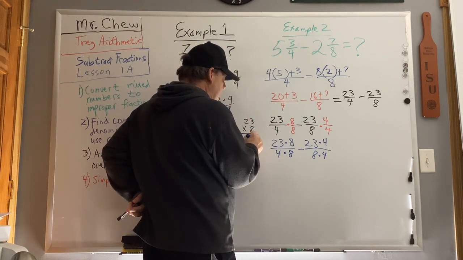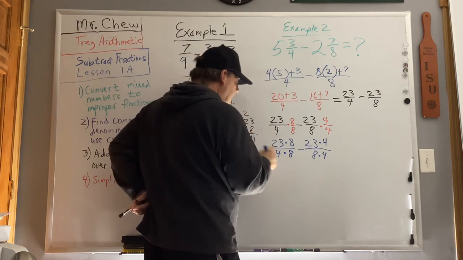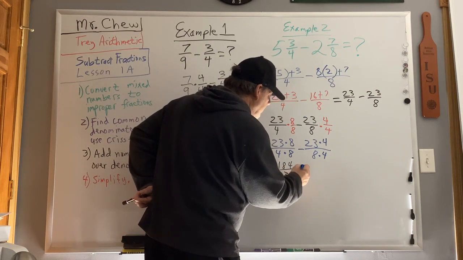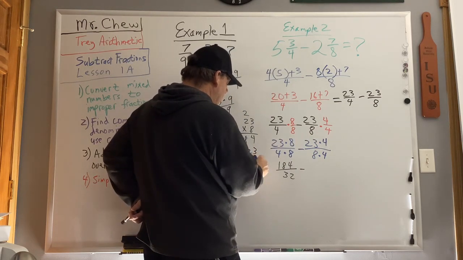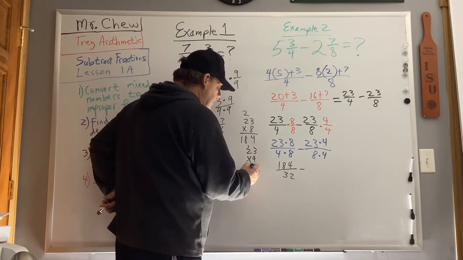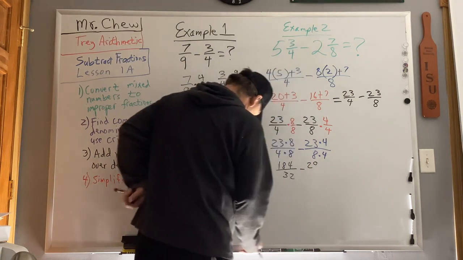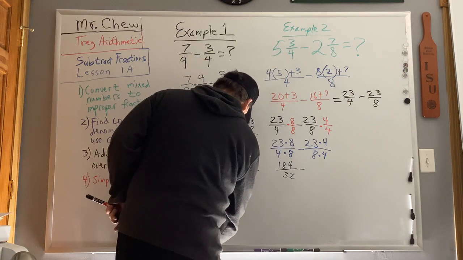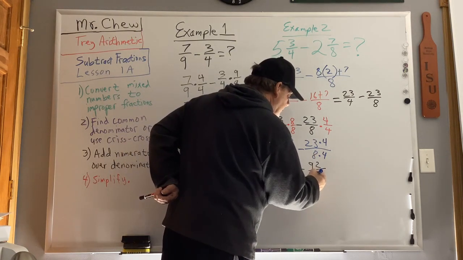8 times 3 is 24. Carry the 2. 16 plus 2 is 18. So that's 184 over 32 minus 23 times 4. 4 times 3 is 12. Carry the 1. 4 times 2 is 8. Plus 1 is 92. I wrote it wrong. I wrote 29 instead of 92. 8 times 4 is 32.